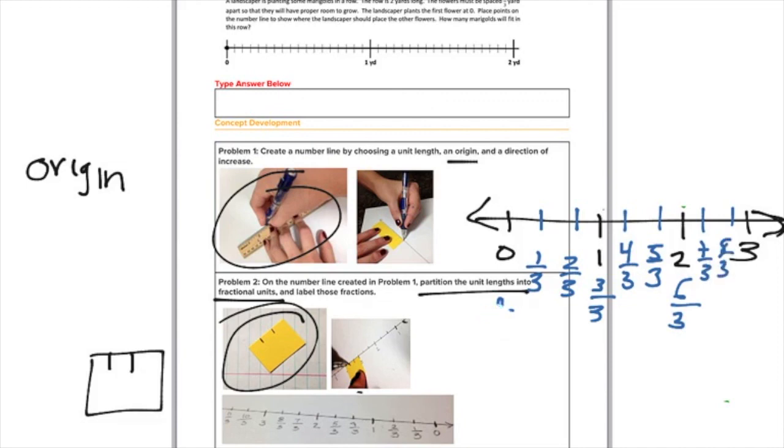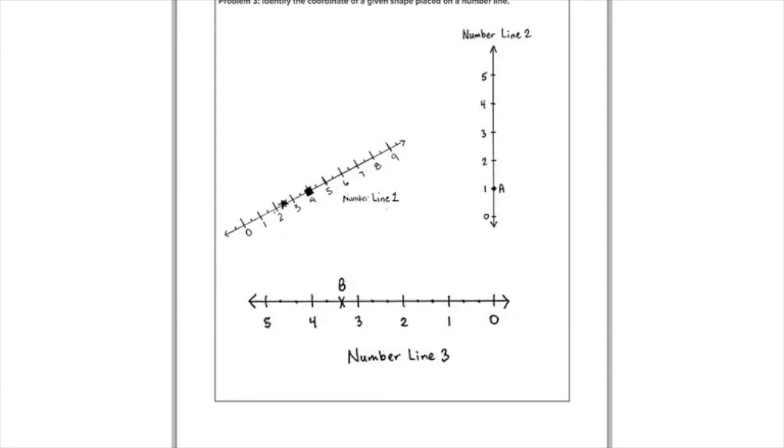What's nice is because we know that it's equal intervals, by just drawing those dashes, we can figure out any of the ones we need to. Moving on to the next page.